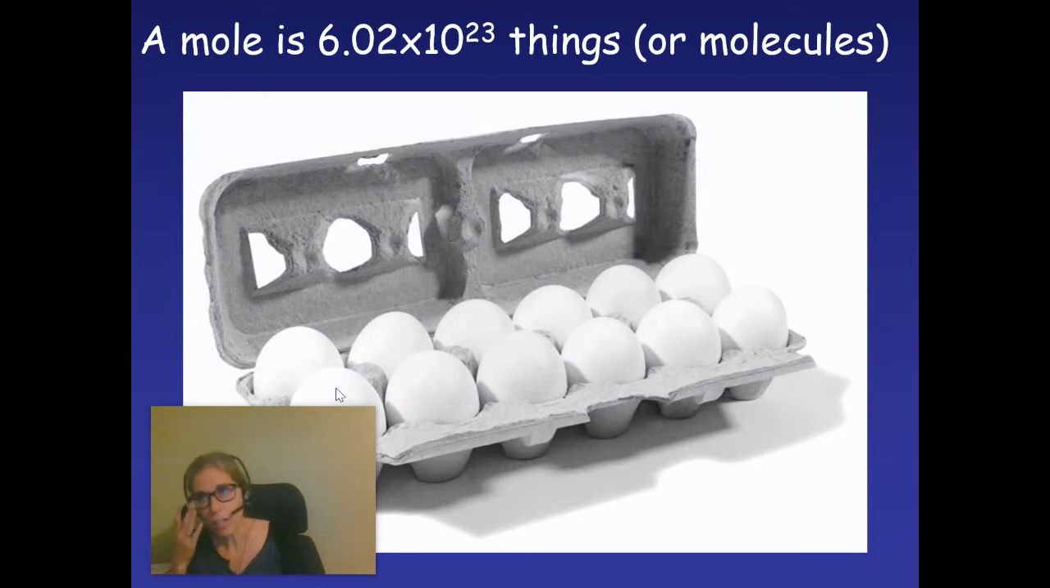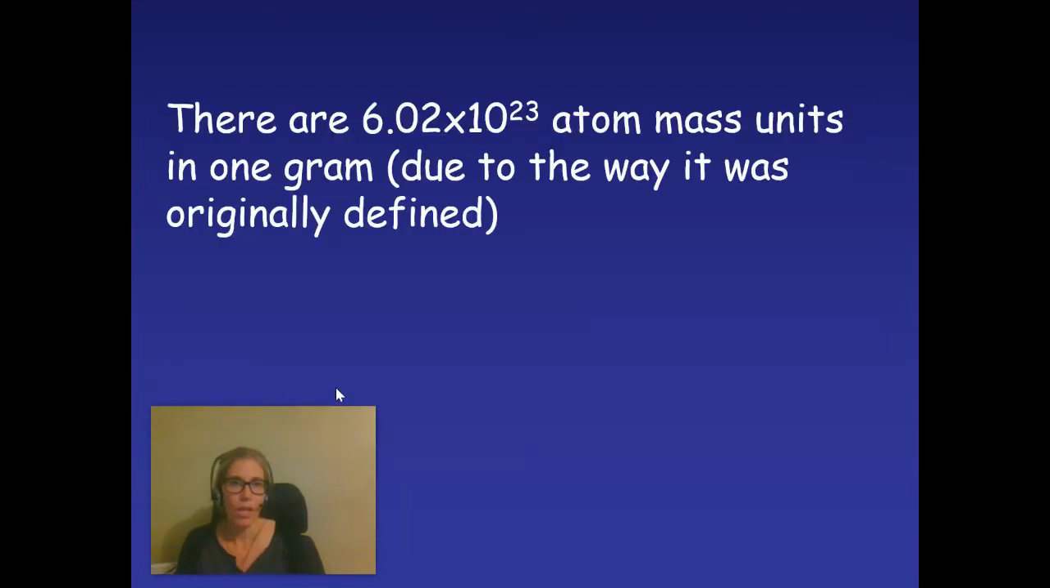And so that's a number that I can sort of weigh out in the lab because that's a whole lot of molecules. So there are 6.02 times 10 to the 23rd, that same number, of atoms, or atomic mass units, in 1 gram of a substance, and that's due to the way that the gram was originally defined.